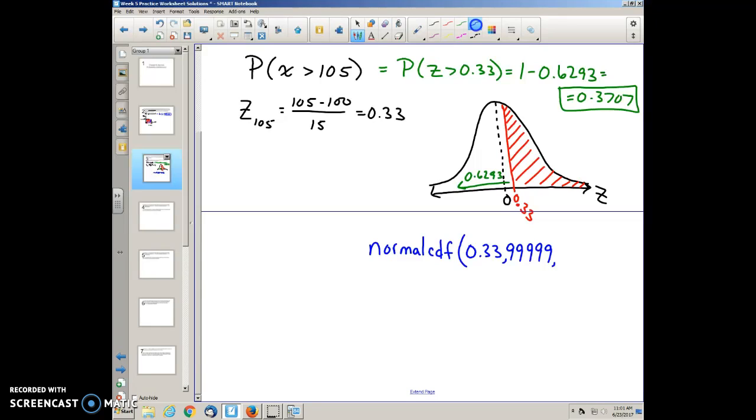But using 99999, you'll be fine. Then you need to indicate the mean of the distribution that you're working in. Then you need to indicate the standard deviation of the distribution that you're working within. So we'll go to our calculator.